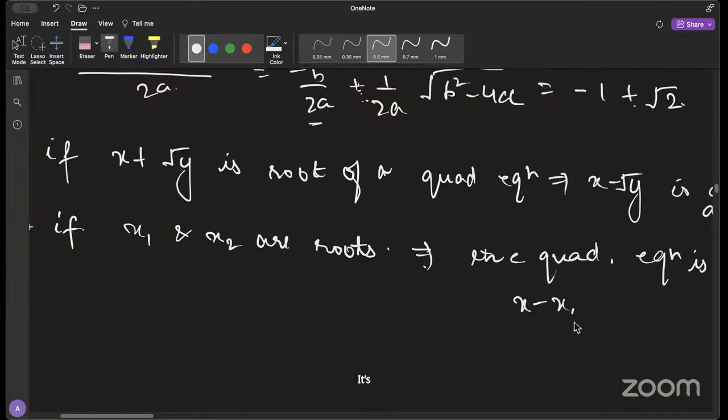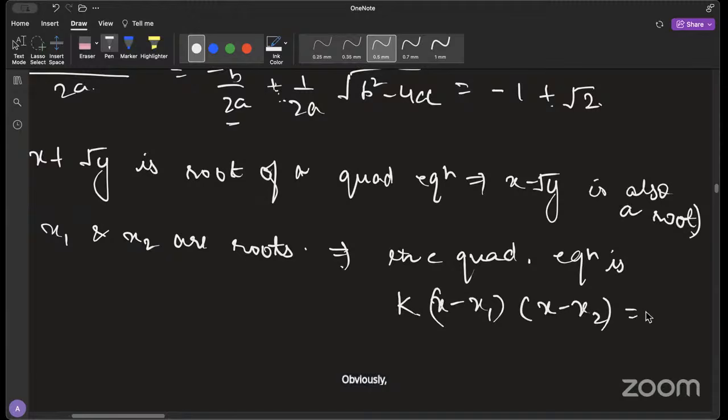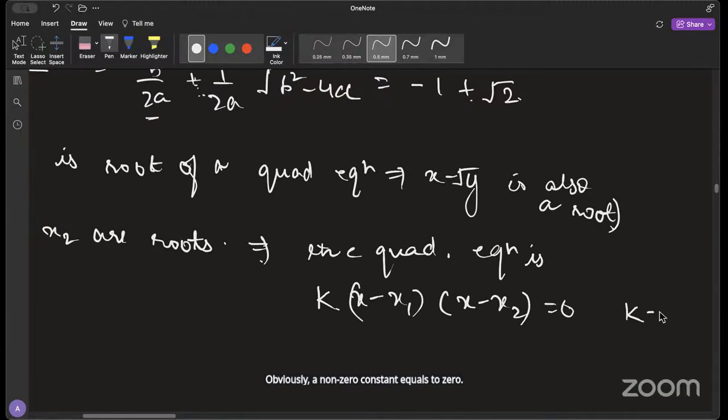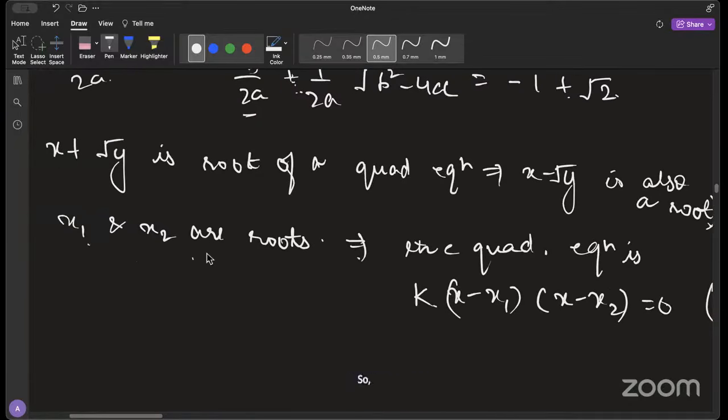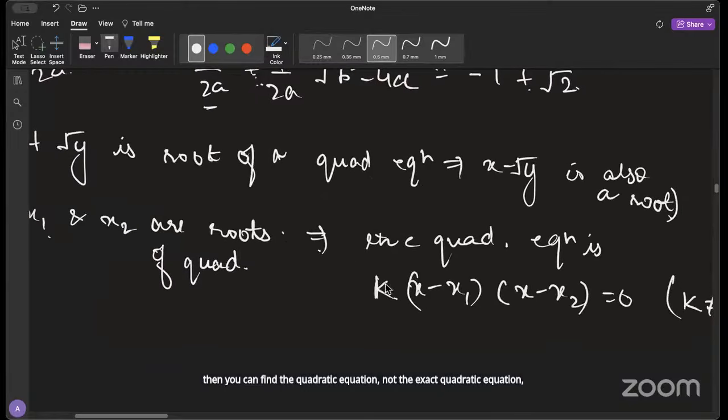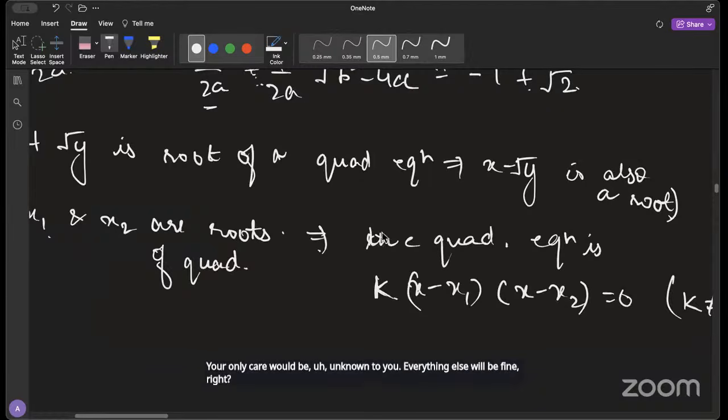x minus x1, x minus x2, and we have a constant here, obviously a non-zero constant, equals 0, where k is not equal to 0. Is that okay? So if x1 and x2 are roots of a quadratic equation, then you can find the quadratic equation, not the exact one. Only k would be unknown to you. Everything else will be fine, right? So this will be the quadratic equation.